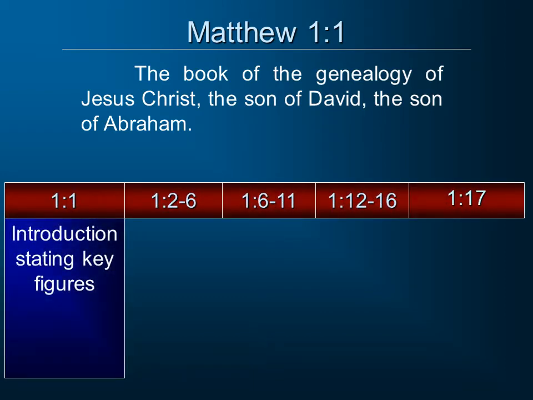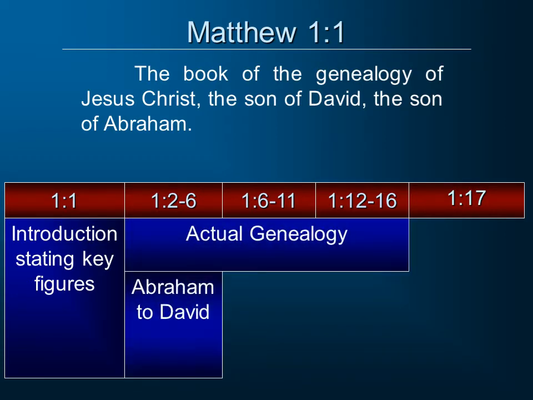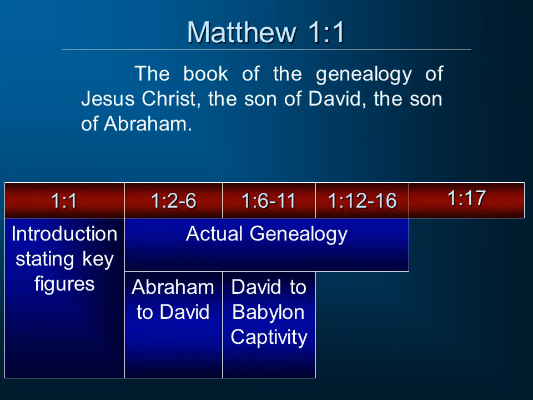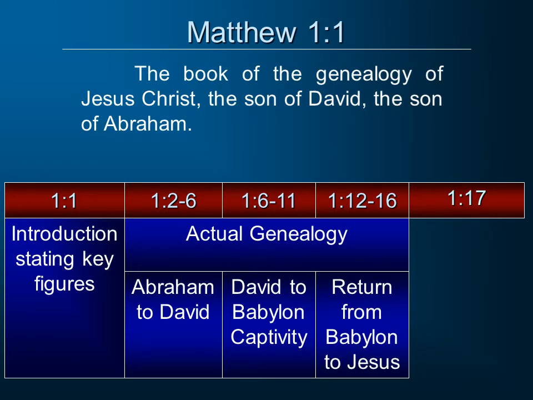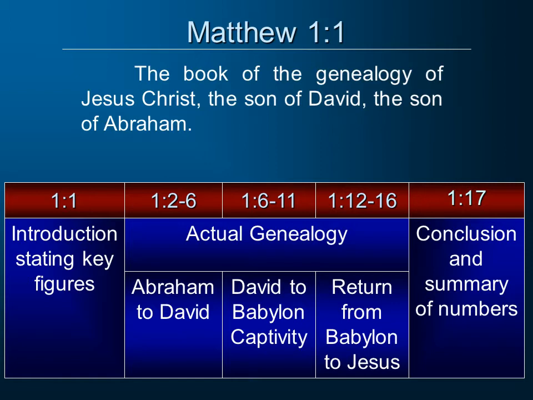Now, when we see this genealogy, this is the opening verse. Verse 1 introduces the key figures, Jesus and David and Abraham, and then we're going to see the actual genealogy in verses 2 through 16, and it will be broken up into three parts. We'll see Abraham to David, then David to the Babylonian captivity, and then the return from Babylon to Jesus, and then there'll be a summary statement that concludes and mentions the fact that there are 14 generations.